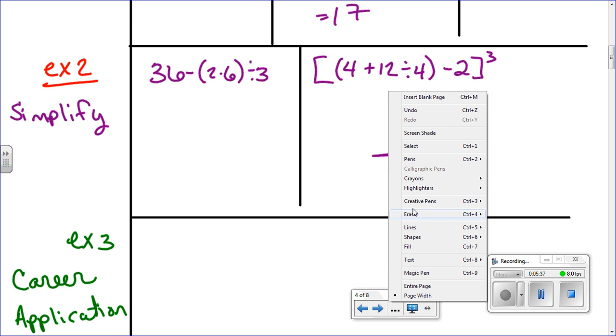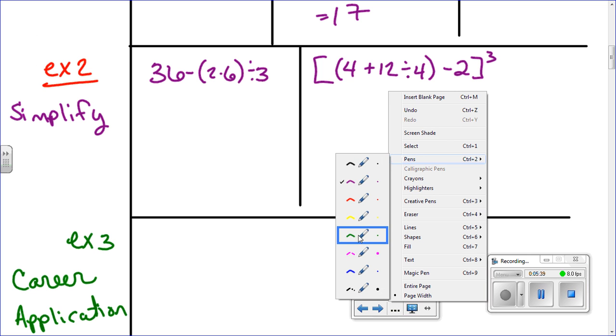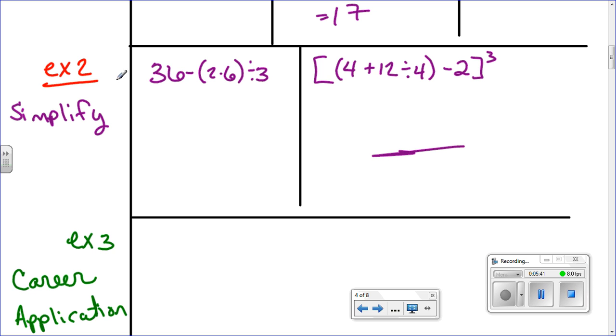Now, let's go down to example 2. Again, we are going through our order of operations. It says to simplify. Do we have any parentheses? Yes, we do. We have them right here. So again, we have not used the 36 yet. Minus, well, 2 times 6 is 12, divided by 3. I have division here. That trumps your subtraction.